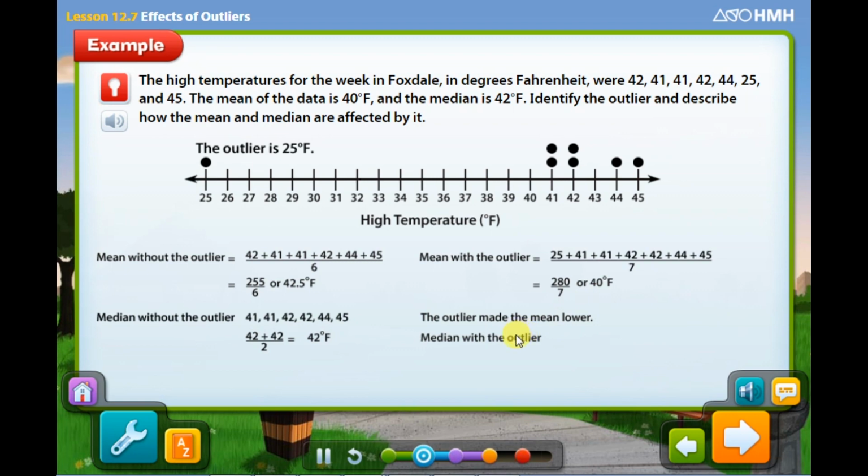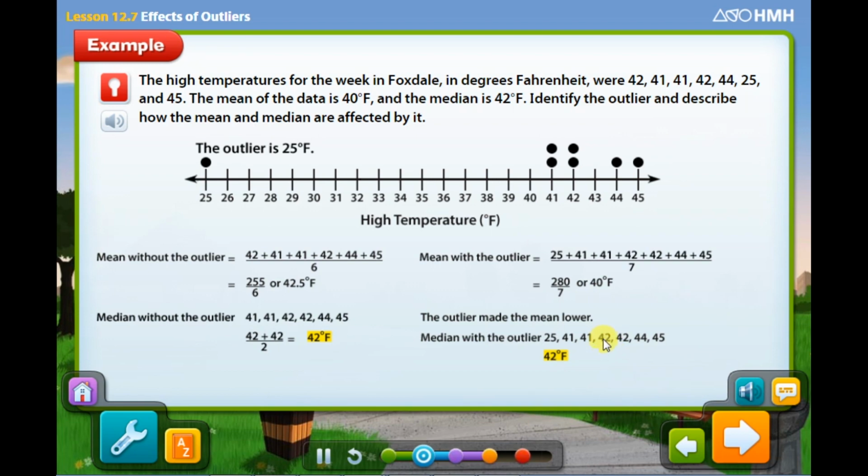Now let's find the median with the outlier. The median, after arranging all the numbers from the least to the greatest, will be the number just in the middle, the fourth number, because we have 7 numbers and this is an odd number. The median with the outlier is 42 degrees Fahrenheit.